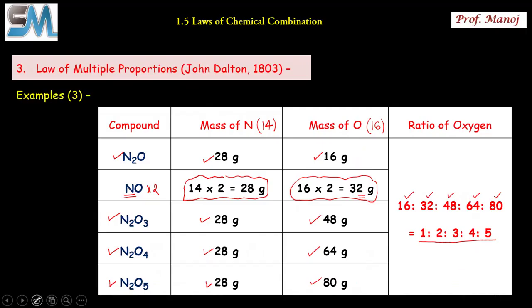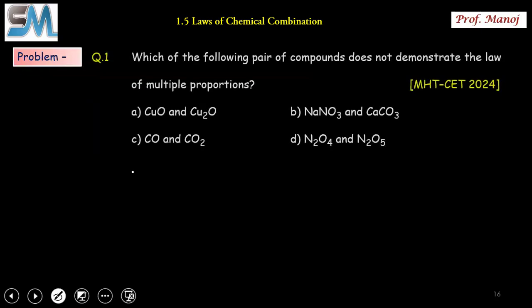This example teaches you one important concept, that if in case they ask you an example where the atoms are not matching, you can multiply, make them equal, and then use it. We will have a kind of similar question on this in the forthcoming problems.